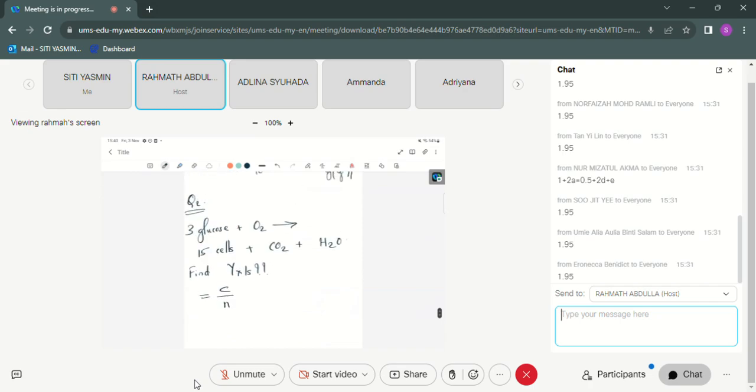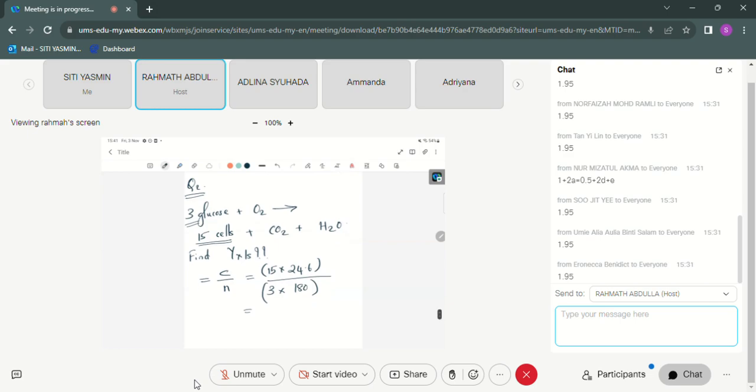So now over here, we have 15 cells, isn't it? So equals 15 times 24.6 over, how many molecules of the substrate do we have? 3, that is glucose. 3 times the molecular weight of glucose, which is 180. Okay, so how much did you get for this one?